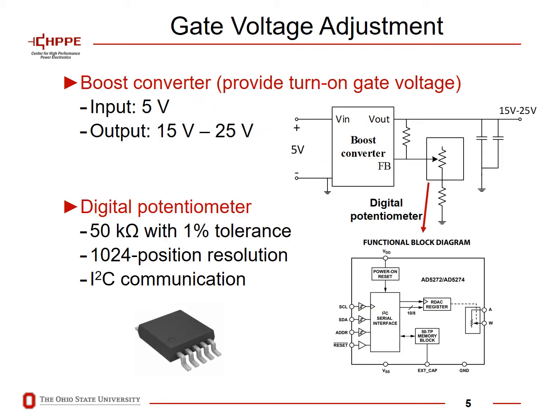Other than using various values for the turn-on resistance, we also have an adjustable gate drive output voltage that varies from 15 volts to 25 volts, and we can control this digital potentiometer online to adjust the voltage output.